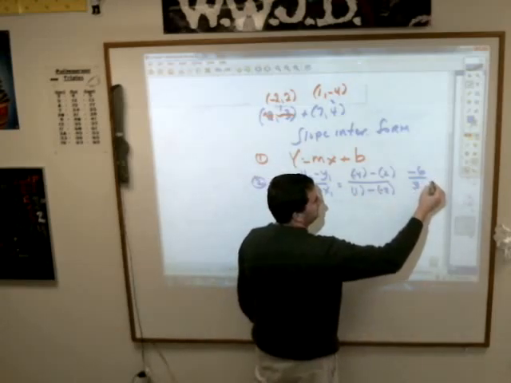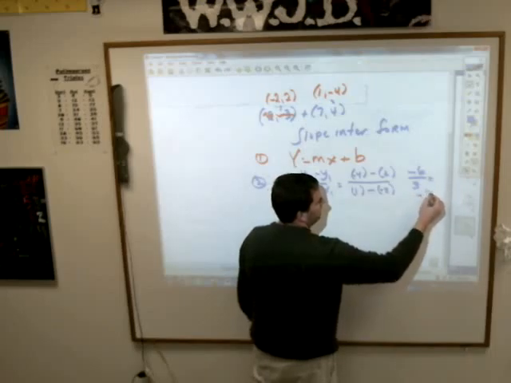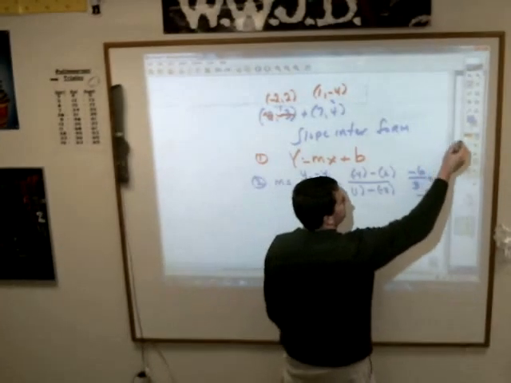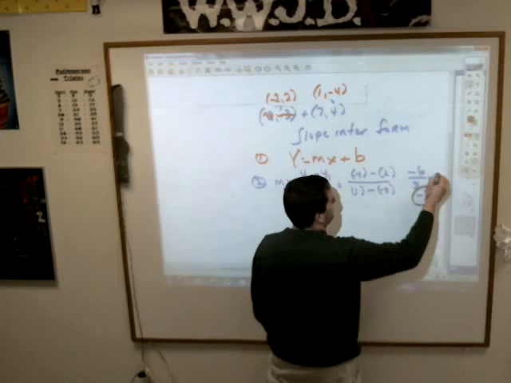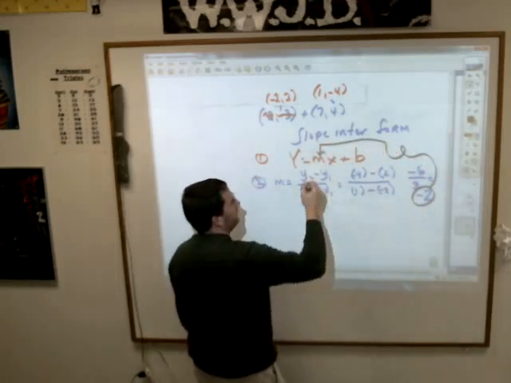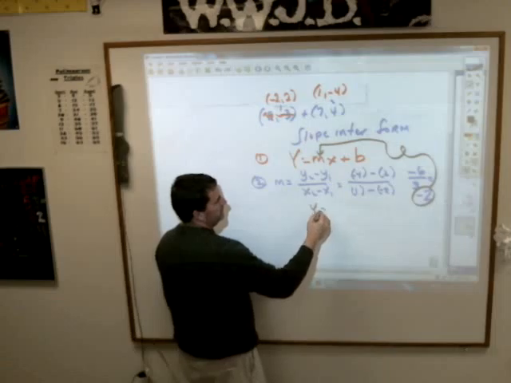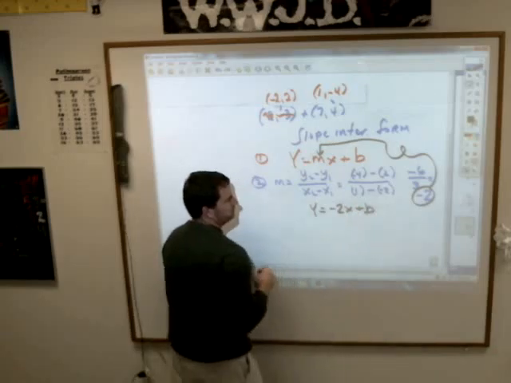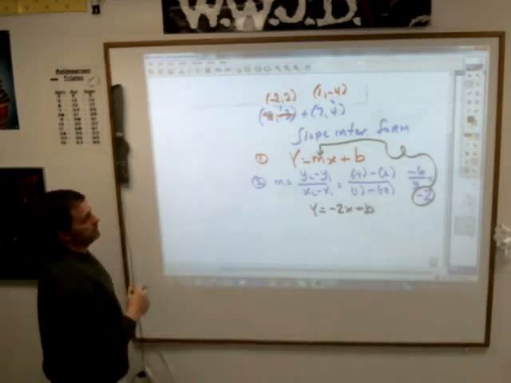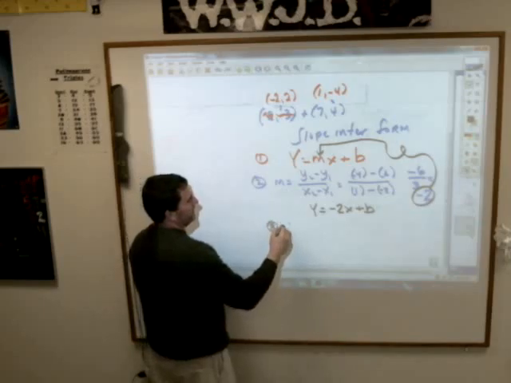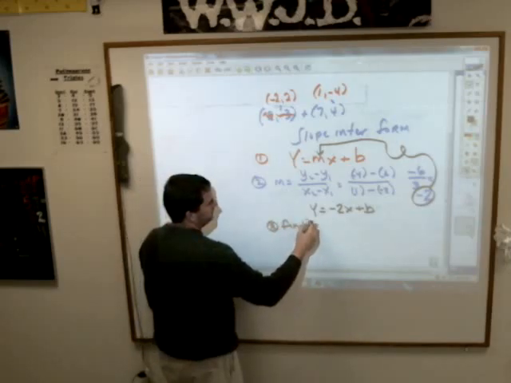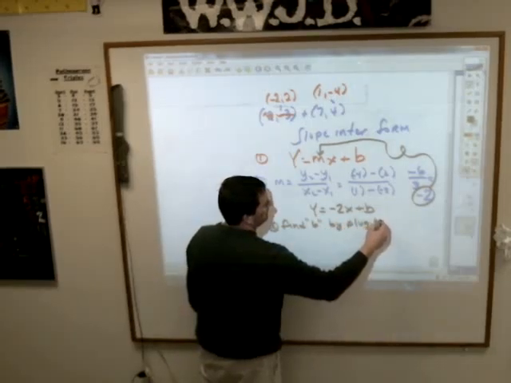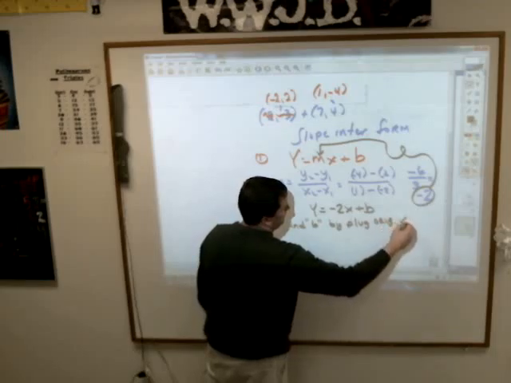So my slope is what? Negative 2. So I just found out what my slope is. I plug that into that right there. Y equals negative 2x plus b. Now step number 3 is I have to find b by plugging in x and y values, original x and y values.